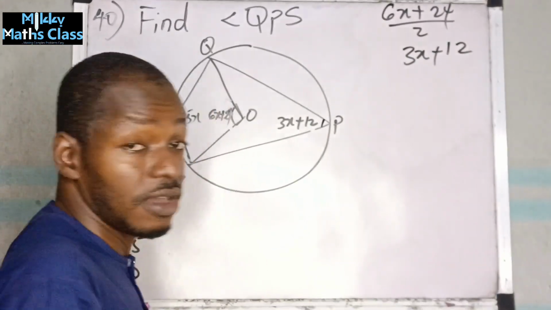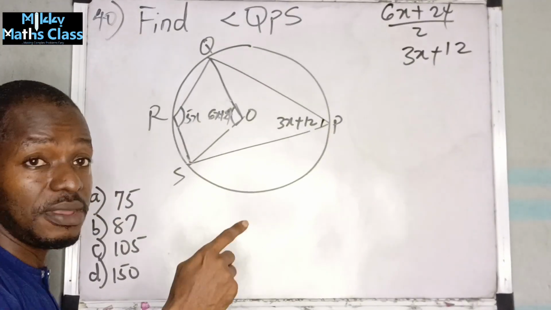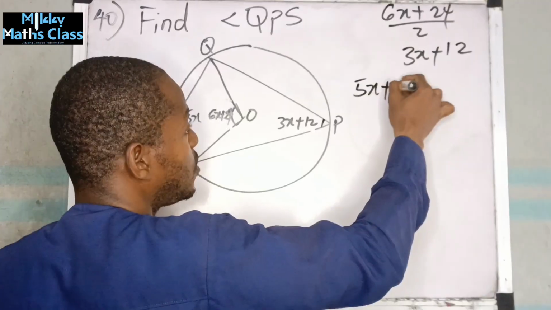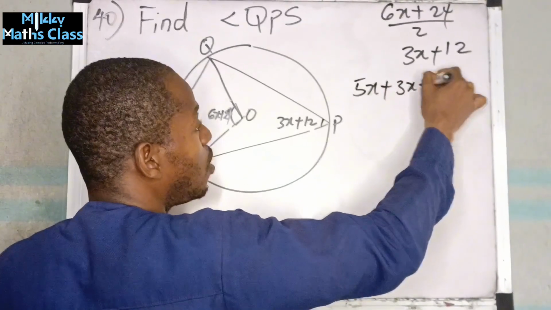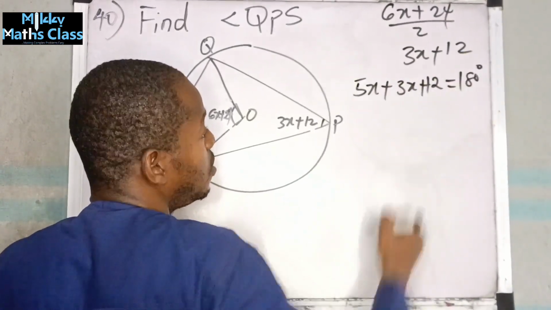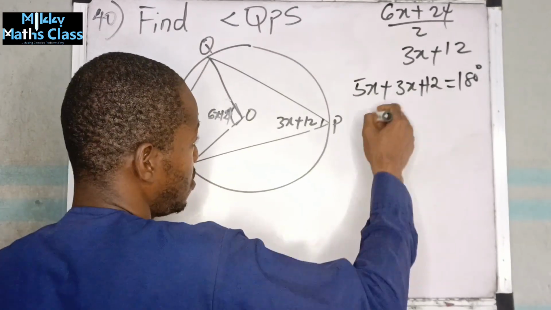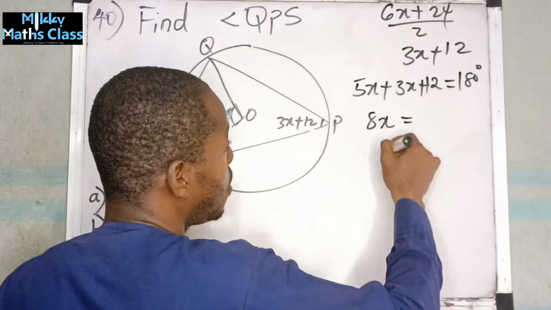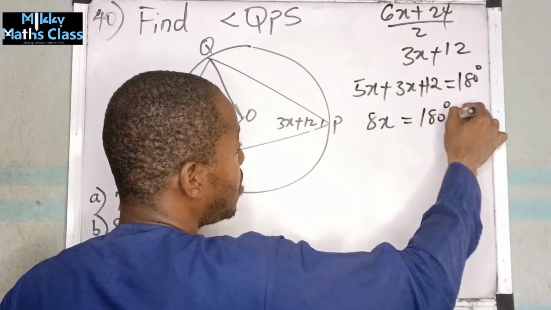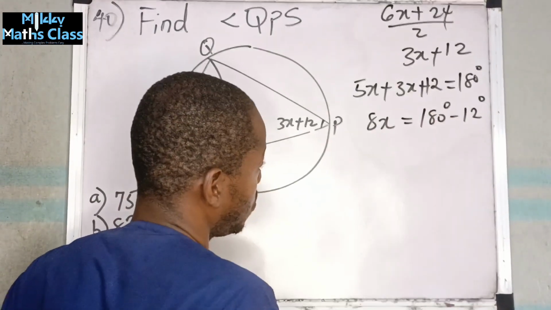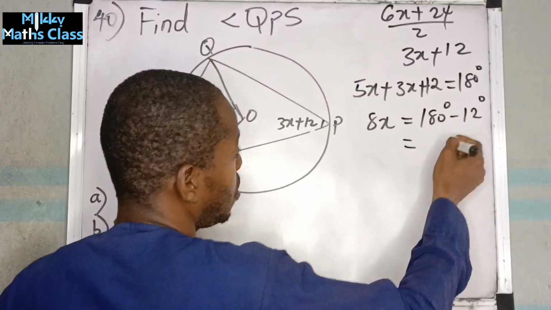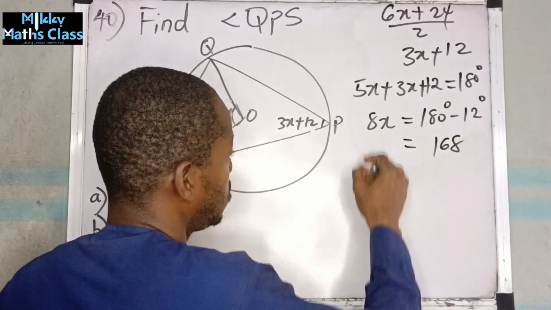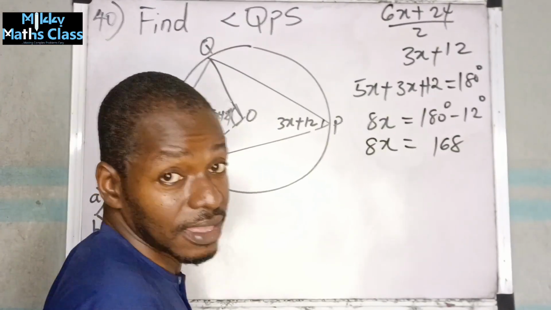So it follows that our 5x plus 3x plus 12 will give us 180 degrees. So 5x plus 3x is 8x plus 12 equals 180 degrees. Take the 12 to the other side. So 180 minus 12, that's 168 degrees, we have 8x.